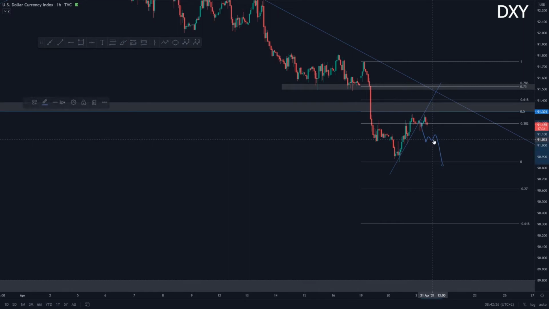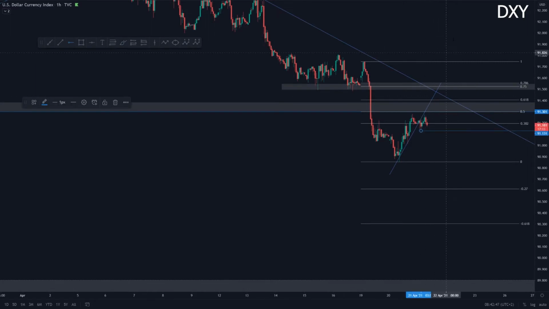So what is the current problem with the DXY? Well, we're just consolidating to the side. So what can happen once price does that? Well, price can just keep on consolidating and not move in any direction. So what we need to see is a real impulse back down to a lower level.